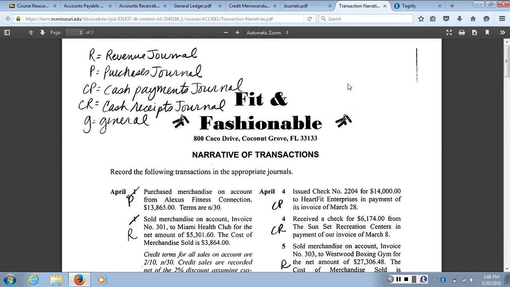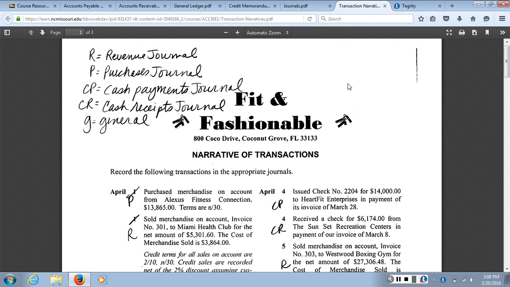Hi, I'm going to walk you through some information on Fit and Fashionable, the practice set that you should have purchased from the bookstore, or you could get it anywhere else. There's going to be a CD in your book and a brown manila folder. You will not be using that, so you can just throw those in the trash.